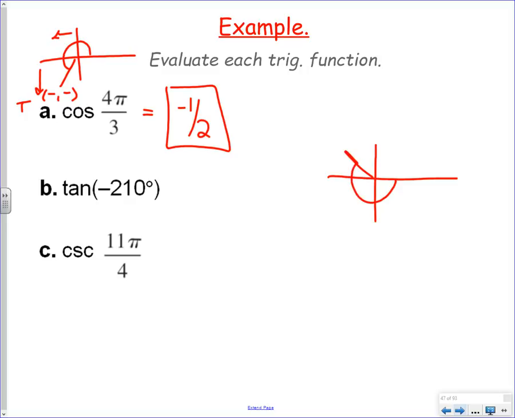Negative 210, where are we at, cool kids? Second quadrant, with what kind of reference angle? 210 minus 180 is 30 degrees. It's a 30-degree reference angle, which means it's a pi over 6 if you're thinking in radians more than degrees. So it's 5 pi over 6 now.